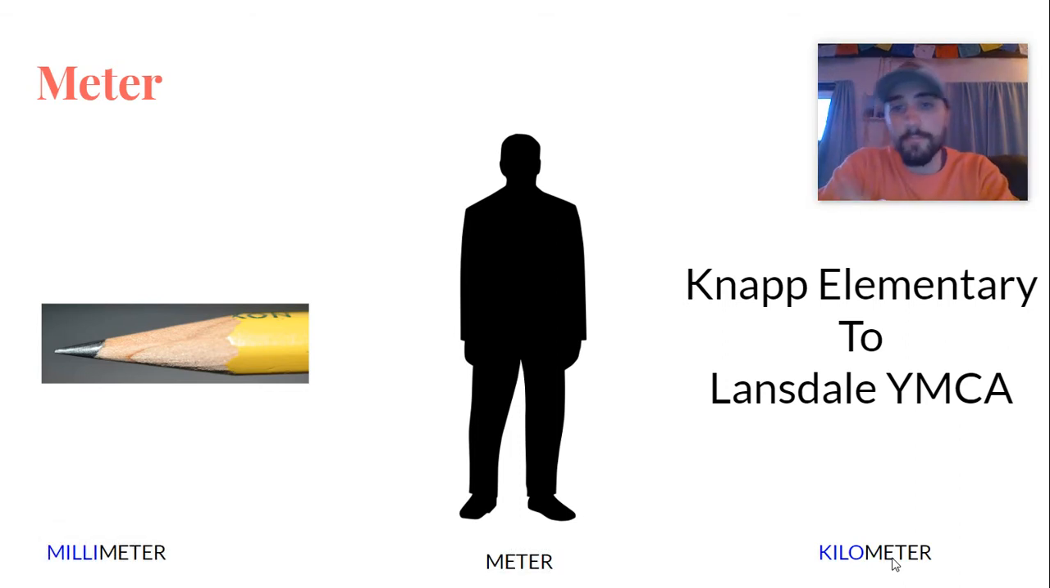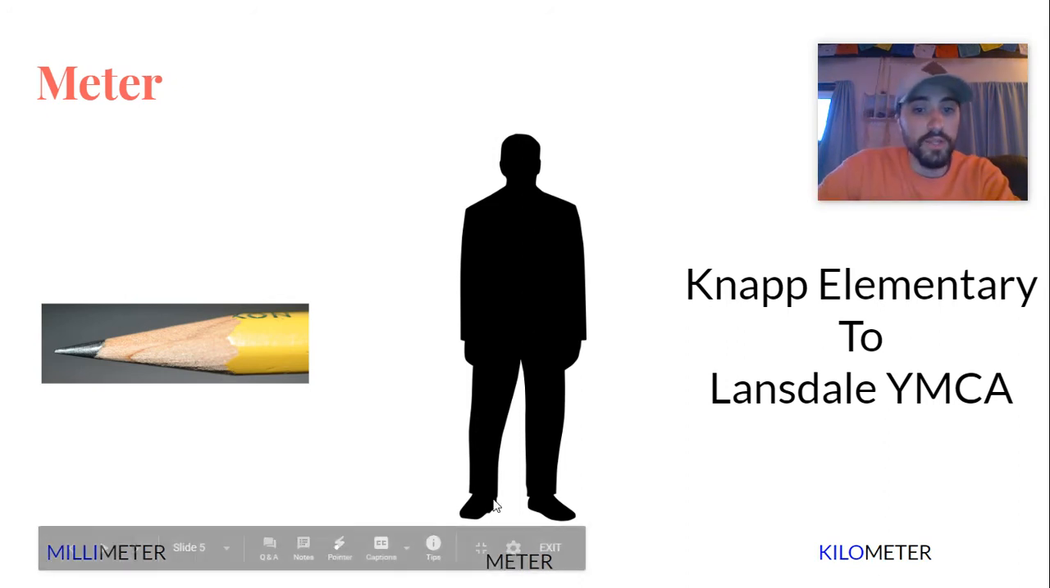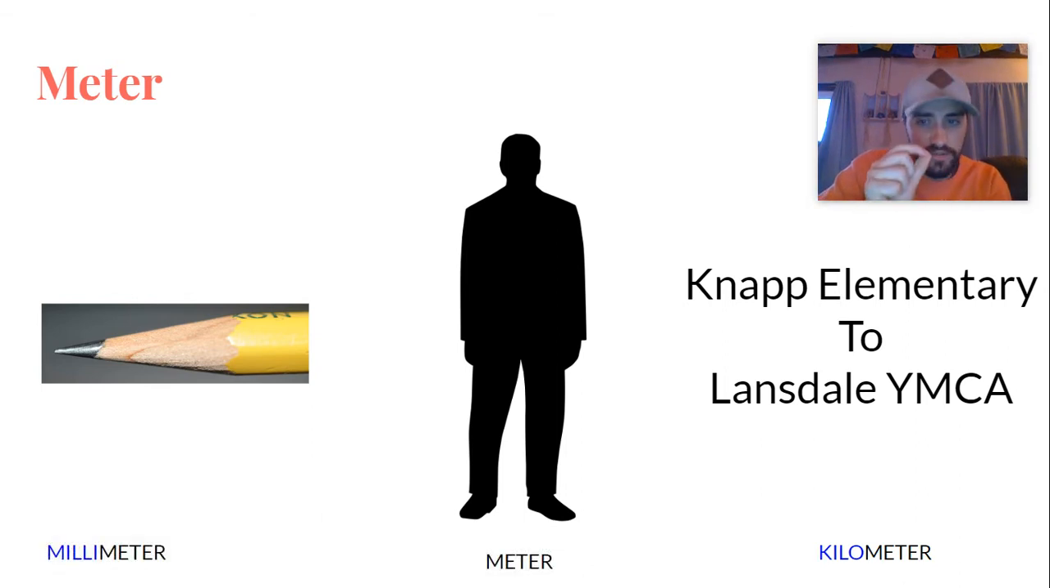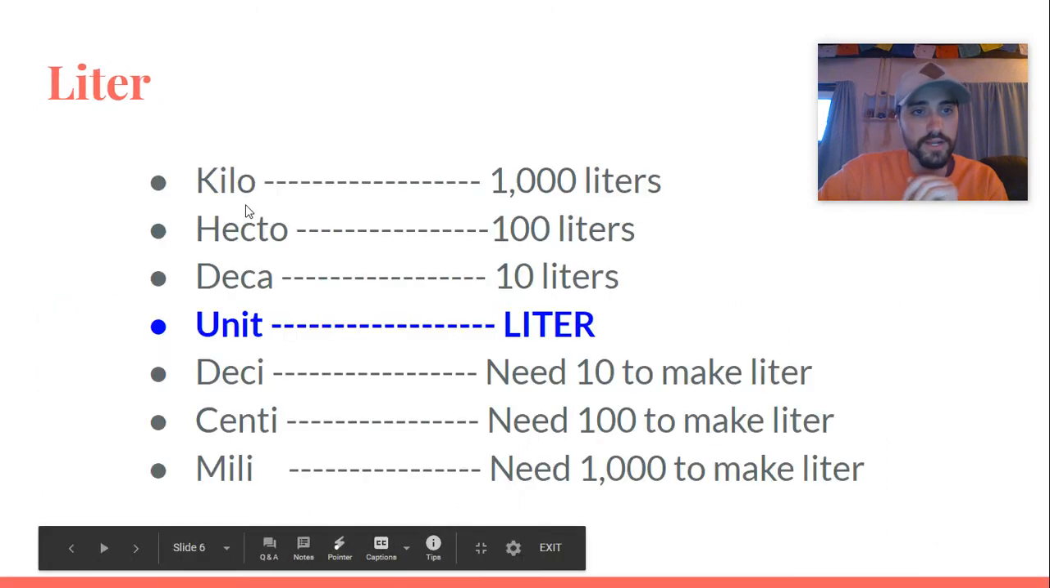We can think that if you walked from Knapp Elementary to the Lansdale YMCA, that's about 1 kilometer, 1,000 meters. Then we look on the smaller end at a millimeter. A millimeter, I would need 1,000 of them just to make a meter. It's 1,000th of a meter. And that's about the length of the tip of a pencil. So a millimeter is very small. All right, let's look at our next one.